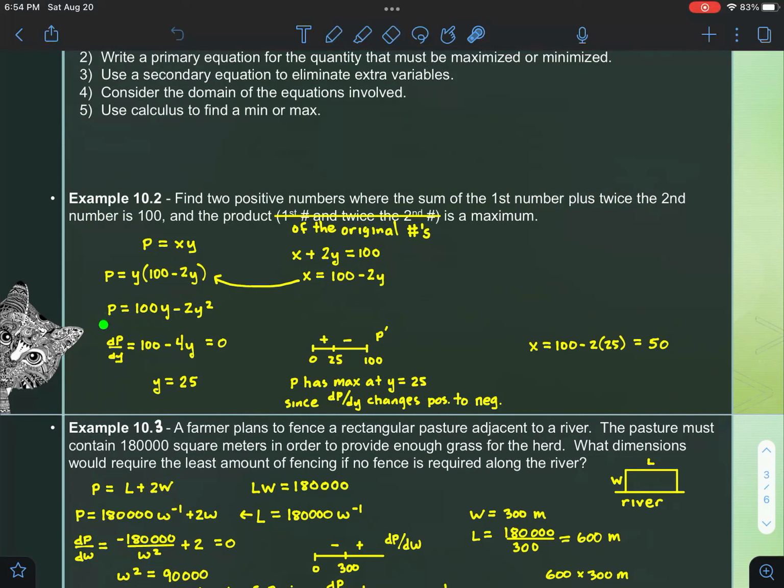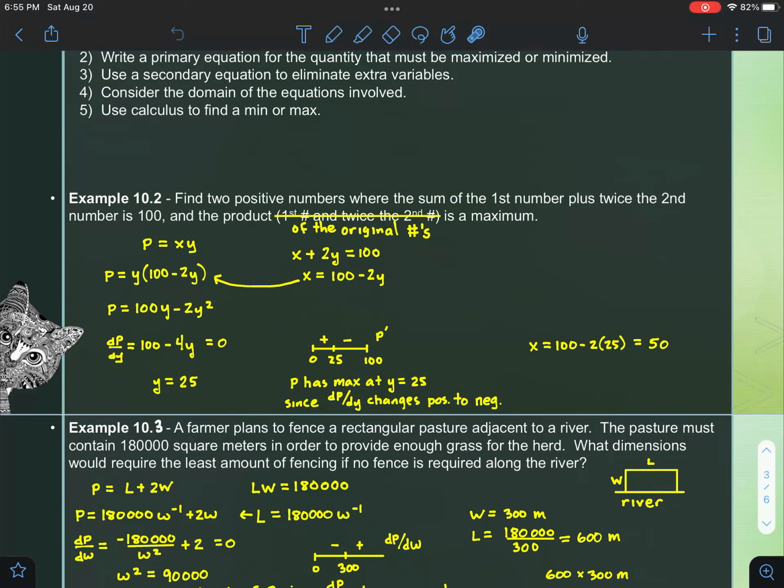I'm differentiating P with respect to y. Those aren't the traditional variables you might be used to, but that's what we're using here. dP/dy equals 100 minus 4y. I'm setting that equal to 0, looking for candidates for a max. I get 25. I don't yet know if that's a maximum until I do some further analysis. I've got my number chart with P prime switching from positive to negative at 25. So here's me justifying, and we are done.